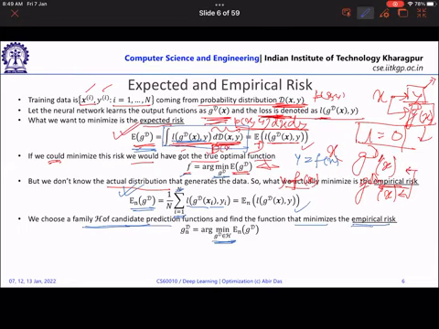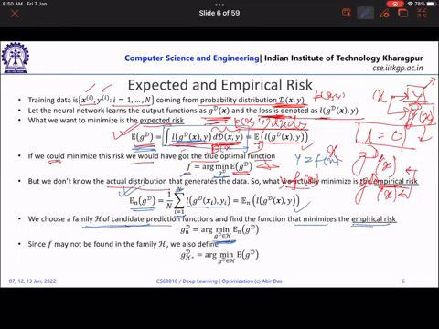There is an in-between thing also. What we would have liked is this, and these are the two limiting factors for which we are approximating it. One is, of course, that we don't know the true data distribution. The second is that we are constraining ourselves to a limited set of functions.